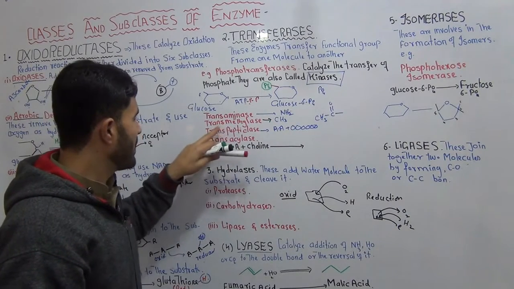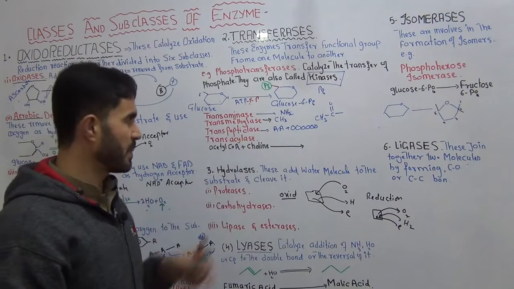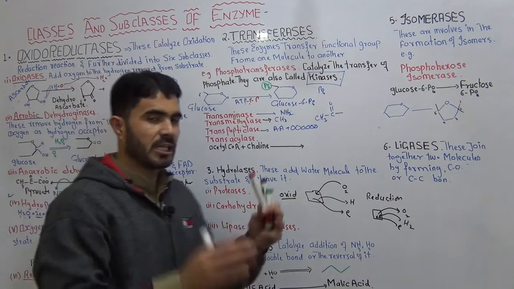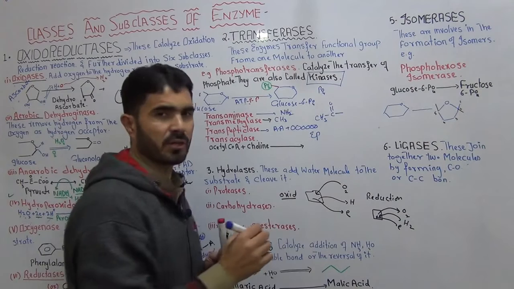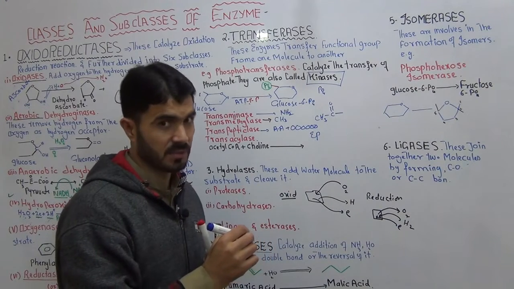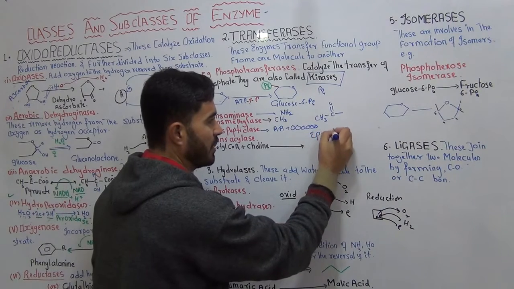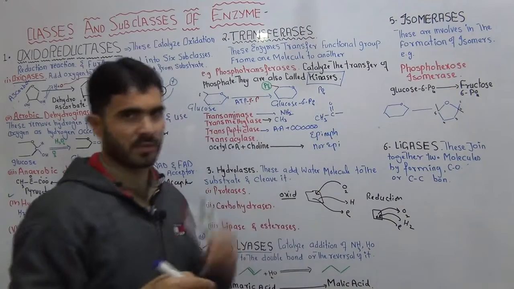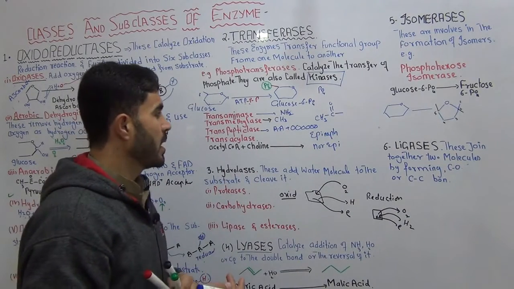And then another example is transmethylase. One good example is norepinephrine and epinephrine. You know the two words epinephrine and norepinephrine. I have also recorded a video lecture on the neurotransmitter. You can watch that video lecture. So epinephrine and norepinephrine, these two are neurotransmitters. These are also hormones as well.